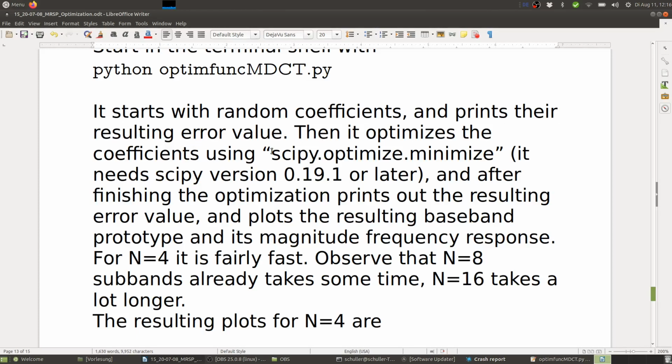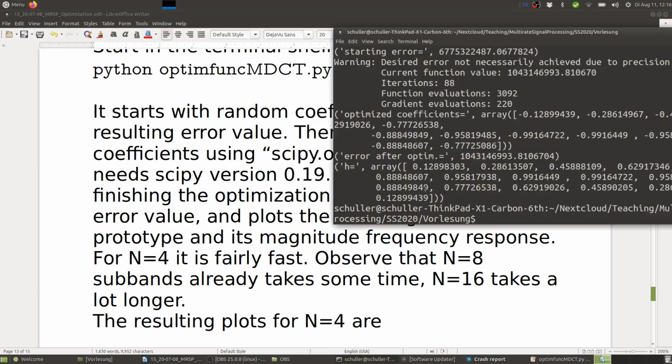So here it optimizes the coefficients using SciPy optimize minimize. It needs SciPy version 0.19.1 or later. And after finishing the optimization, prints out the resulting error value. Let's check the error value that we obtained. Here, error after, still quite a high value here. It's far from perfect, but much less than in the beginning.